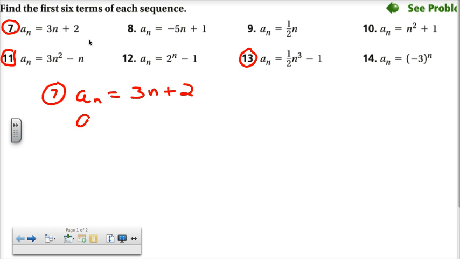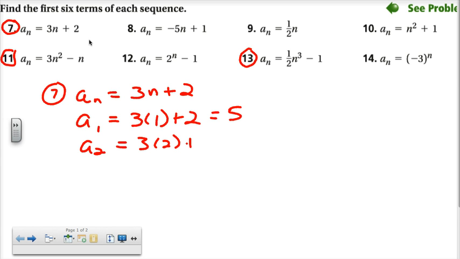So I start thinking about the fact that I want the first term. And I notice that I just replaced the n with a 1. So that means that I need to put a 1 into the formula for n. So 3 times 1 is 3, and 3 plus 2 is 5. And then for my next term, which would be the second term, I need to put a 2 in for n, and that will give me 6 plus 2, which is 8.